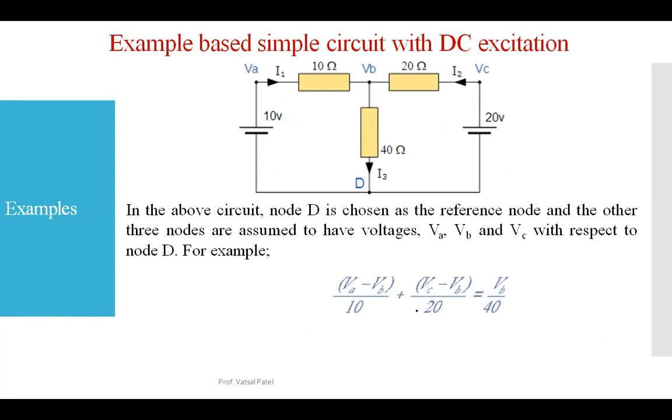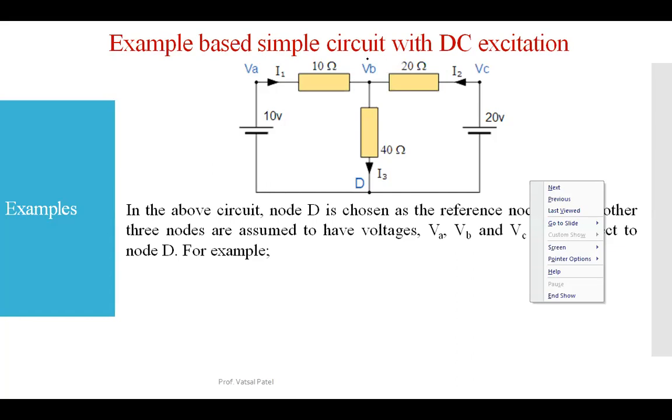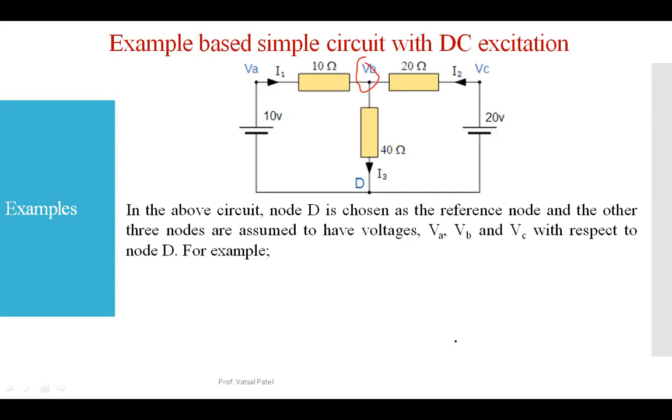So for example, first of all, what is the current equation you will obtain here? When you apply KCL at this node, what will you write? Can you tell me? If you apply KCL at node B, what will you get? Can we say that the current entering the node is equal to the current leaving the node? So can we write like this?